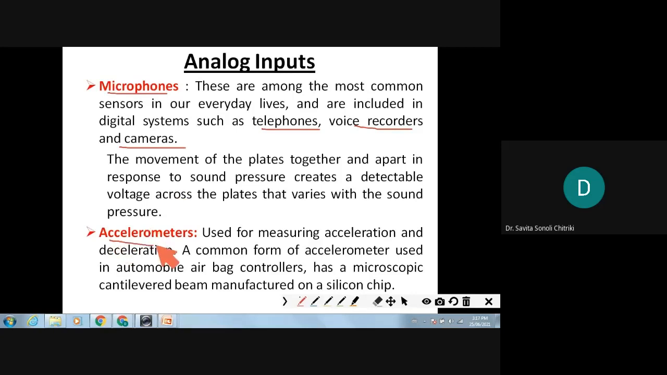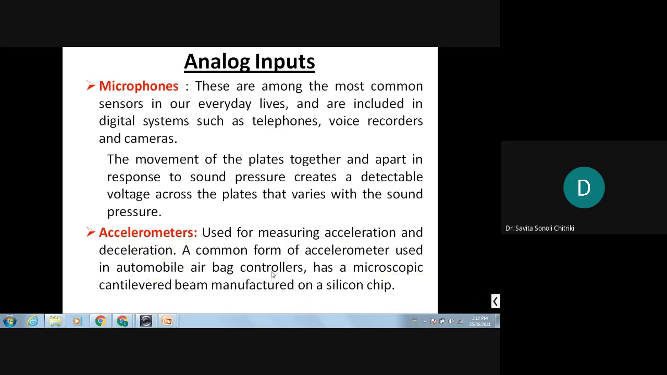The next type of analog input, accelerometer, used for measuring acceleration and deceleration. A common form of accelerometer used in automobile airbag controllers has microscopic cantilevered beams manufactured on silicon chips. So these are the other type of analog device, that is accelerometer.